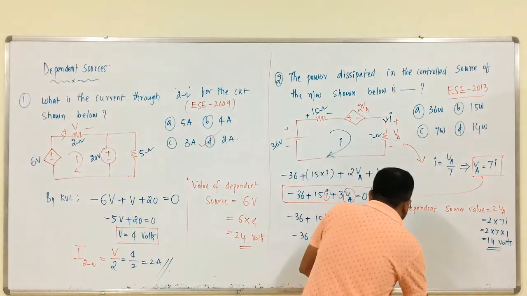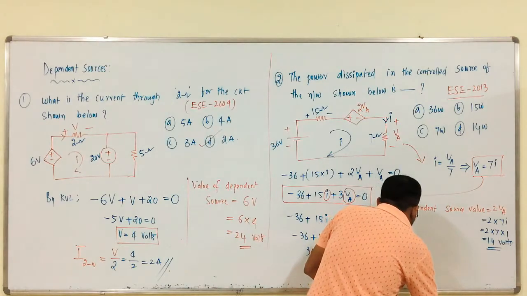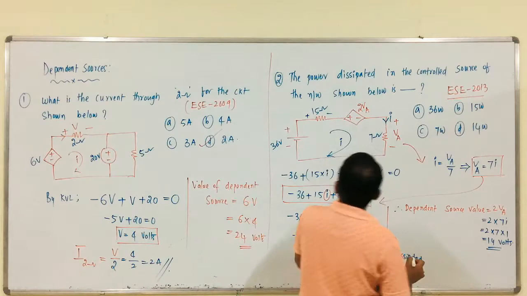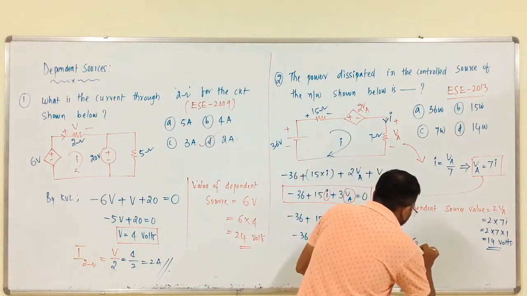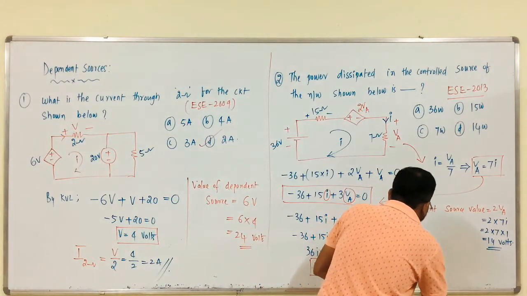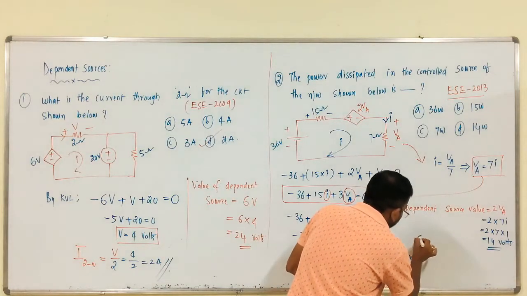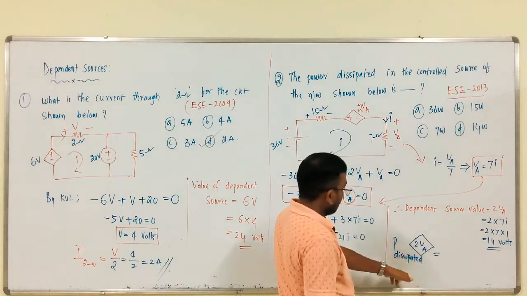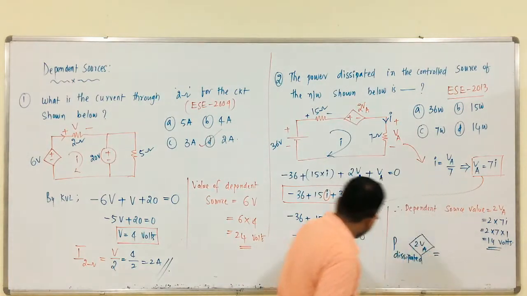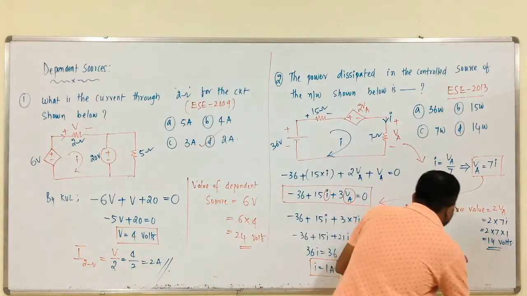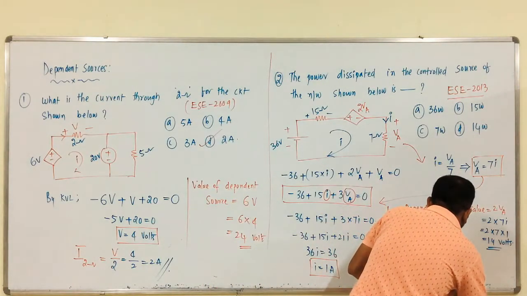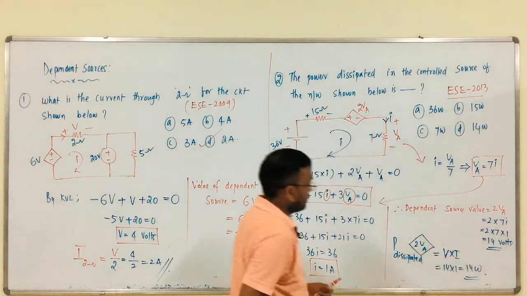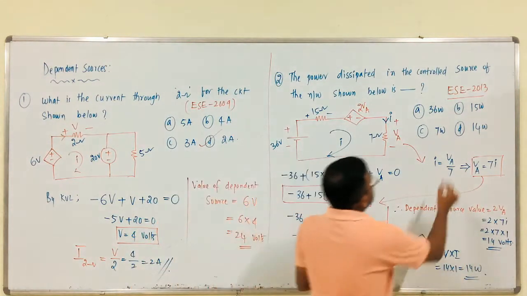Therefore, the power dissipated through this 2 VA control source is equal to V into I. This is the voltage value, and the current is 1. So, V into I is equal to 14 into 1, which is equal to 14 watts. The option is D.